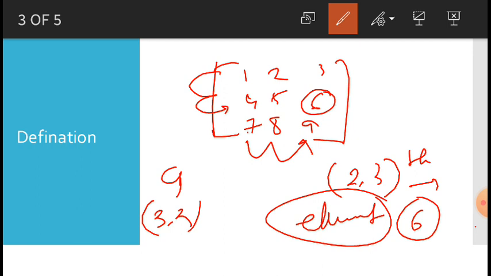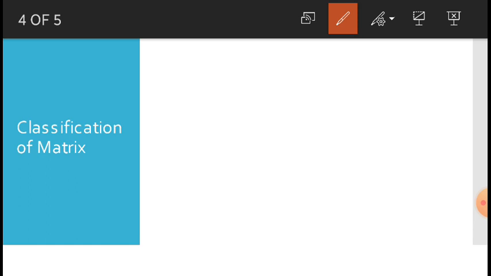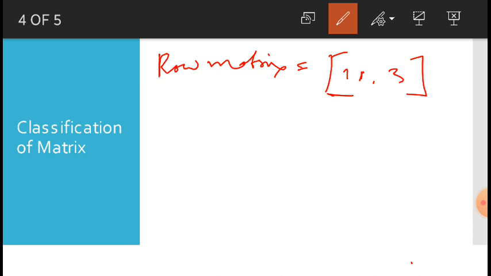Now another thing you need to remember is the classification of matrices. Let's see how the classification of matrices works. Here you can see there are various kinds of matrix. One is the row matrix. A row matrix is where the elements are arranged in a single row. There is only one row, and the number of columns can vary: 3 columns, 4 columns, or an infinite number of columns. It doesn't depend on the column.